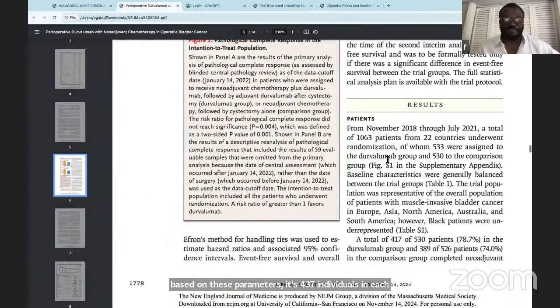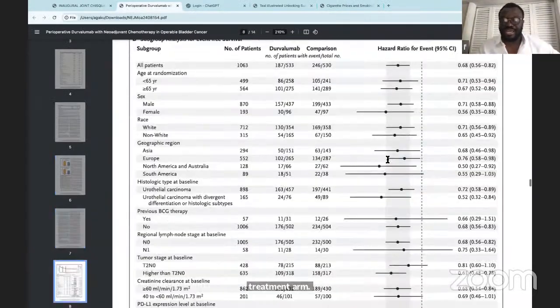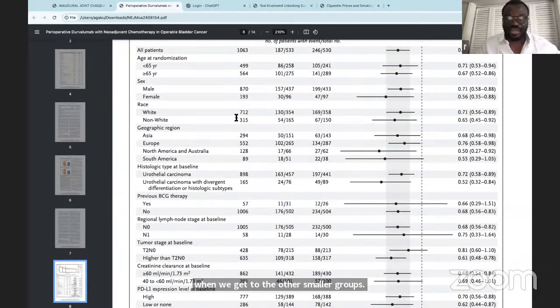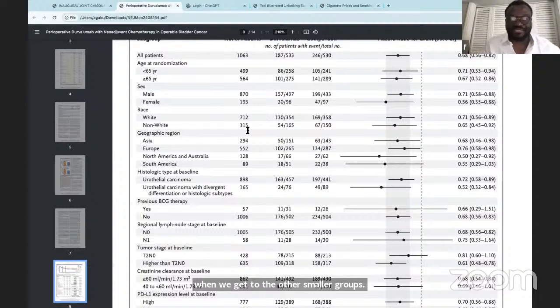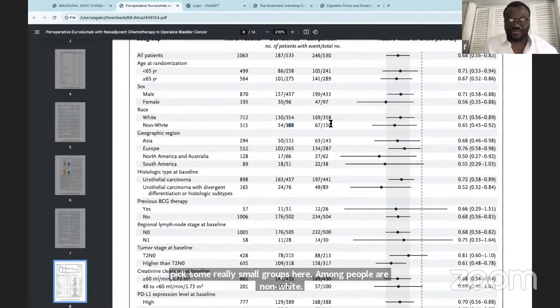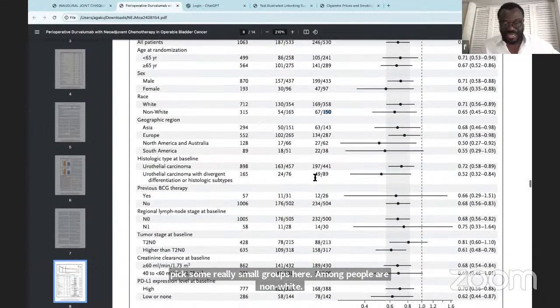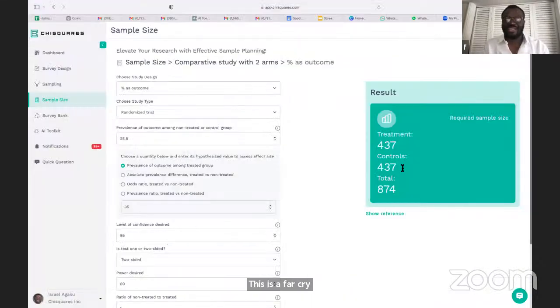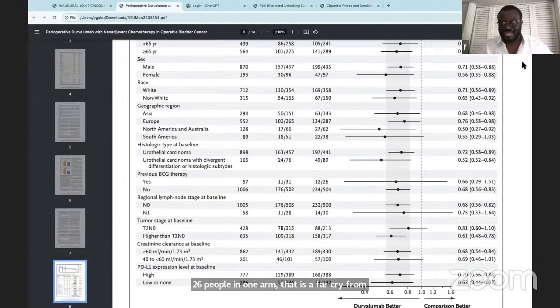Now, let's see what happens when we get to the other smaller groups. Let's pick some really small groups here. Among people who are non-white, you have 165 people in one group and 150 in the other. Among those with previous receipt of BCG therapy, you have 31 versus 26. This is a far cry. 26 people in one arm is a far cry from the 437 people you need minimum.